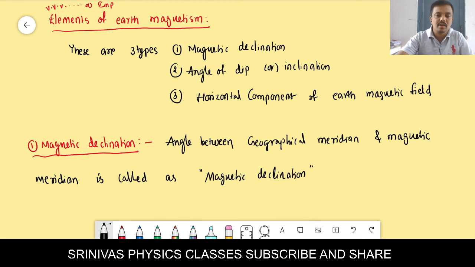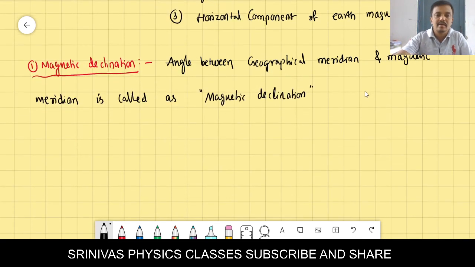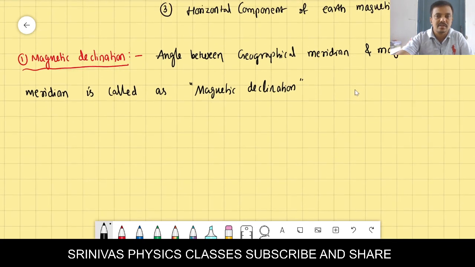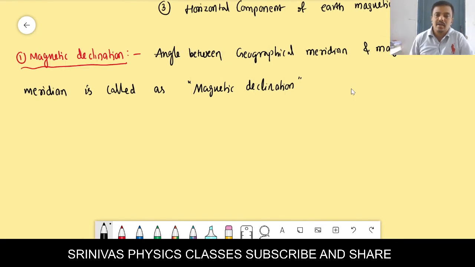Angle between the geographical meridian and magnetic meridian is called the magnetic declination. This is the first definition, very important. Okay, let us take this one. We will draw one diagram for this.